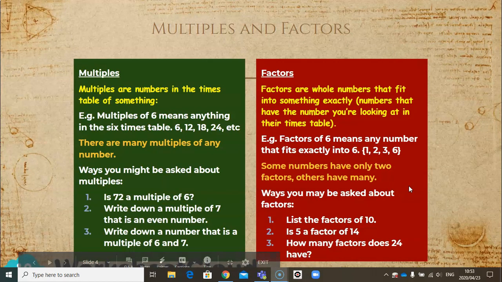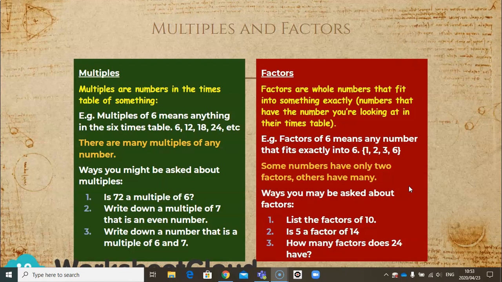So let's look on the left at multiples. Multiples are numbers in the times table of something. So when I say we're looking for multiples of 6, it means anything in the 6 times table. So 6, 12, 18, 24, and so on. There are many multiples of any number. So even if I give you a really big number like 5,000, there's still multiples of 5,000. So 10,000, 15,000, and so on.